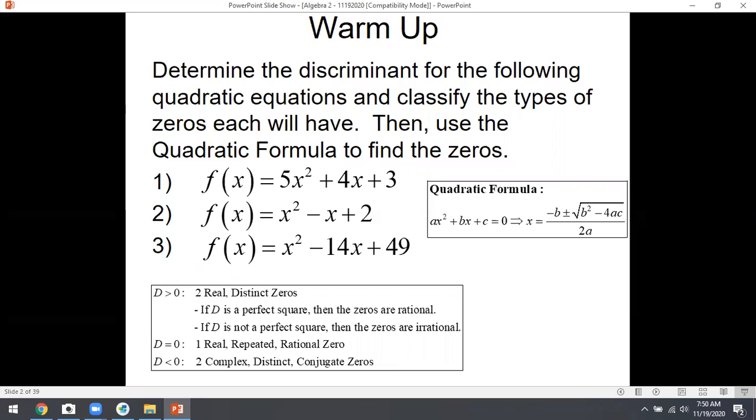Today we're moving on and doing a new lesson. Of course, we'll warm up real quick. Same thing as yesterday. We're going to check the discriminant and see what that means in terms of zeros and find them. Today's got a pretty easy lesson. We're going to talk about inequalities again.